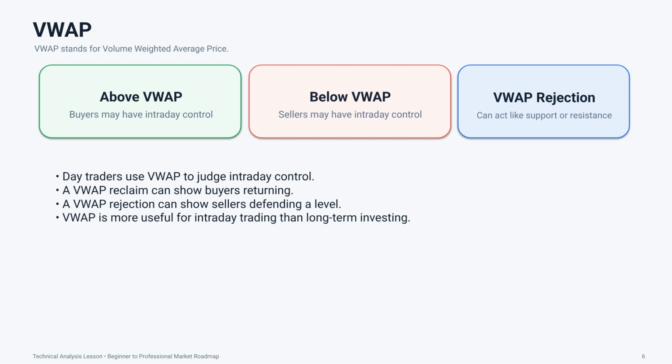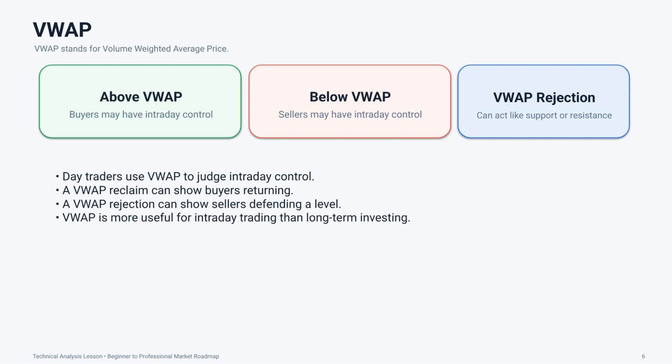This means the average trader who bought during the day may be in a better position, and the market may have a bullish bias. When price is below VWAP, sellers may have intraday control. This means price is trading below the average volume-weighted price, and the market may have a bearish bias. VWAP can also act like support or resistance. For example, a VWAP bounce or VWAP reclaim.